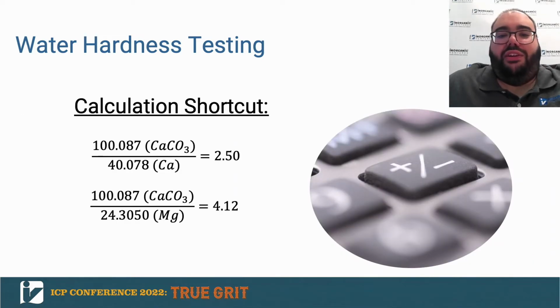Now that you've seen the full calculation, I did want to share with you a little calculation shortcut that we use in the lab at Inorganic Ventures. Essentially, if you look at those mass fractions and round to 2 decimal places, as the shorthand in the lab, we will use this to calculate water hardness. So simply, if you want to convert from calcium to calcium carbonate, multiply your calcium result in ppm, weight per volume, by 2.5, and multiply your magnesium result by 4.12. If you add those two results together, you'll end up with your water hardness. It's just a little shortcut so you don't have to walk through the full calculations.